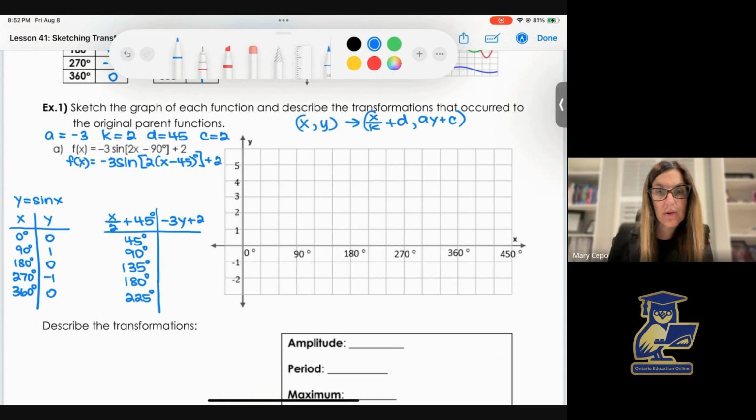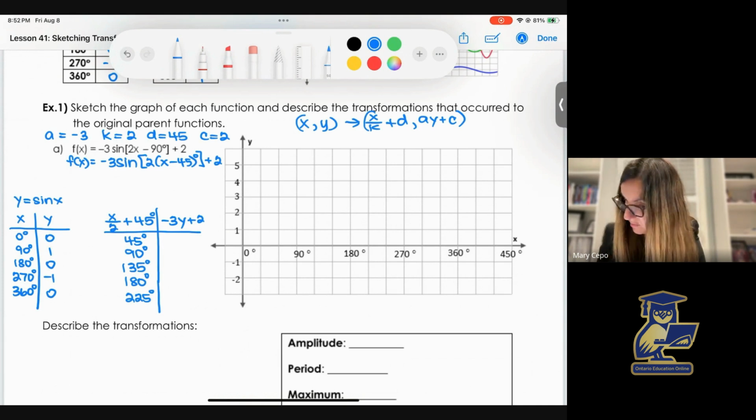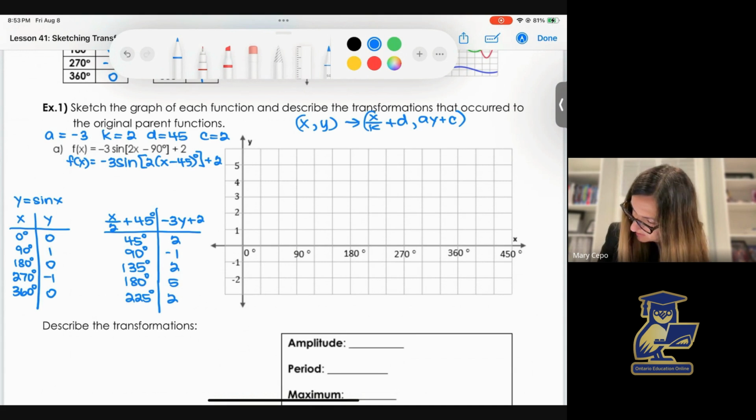Okay, so substituting the parent function key points into the mapping notation, when y is 0, negative 3 times 0 is 0, plus 2, which is 2. Well, negative 3 times 1 is negative 3, plus 2, which is negative 1. Negative 1 times negative 3 is positive 3, plus 2 is 5, and then 2. Okay, so we know the c value is also the equation of axes.